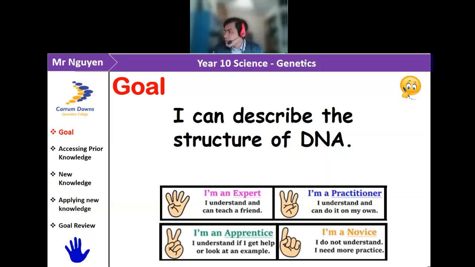All right, welcome year 10. Welcome to a new topic. So as you can see there, we are starting the topic of genetics. And today our goal is that we can describe the structure of DNA.